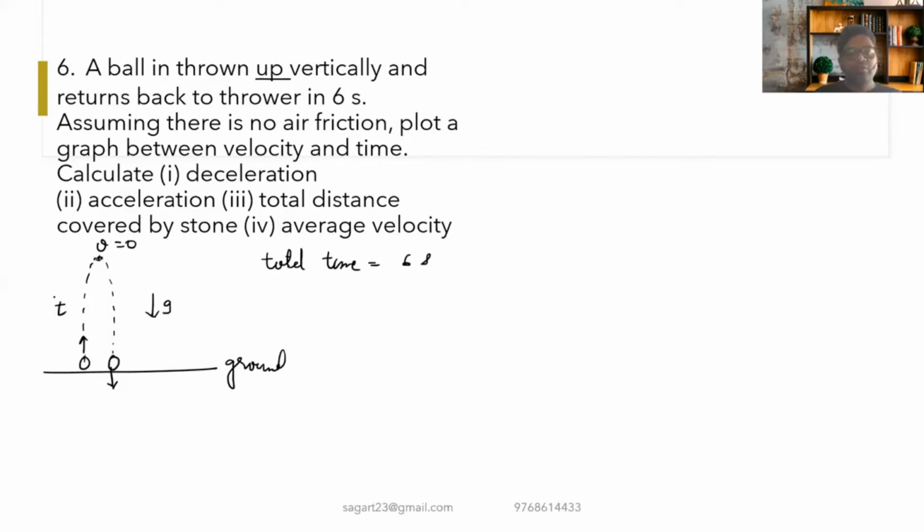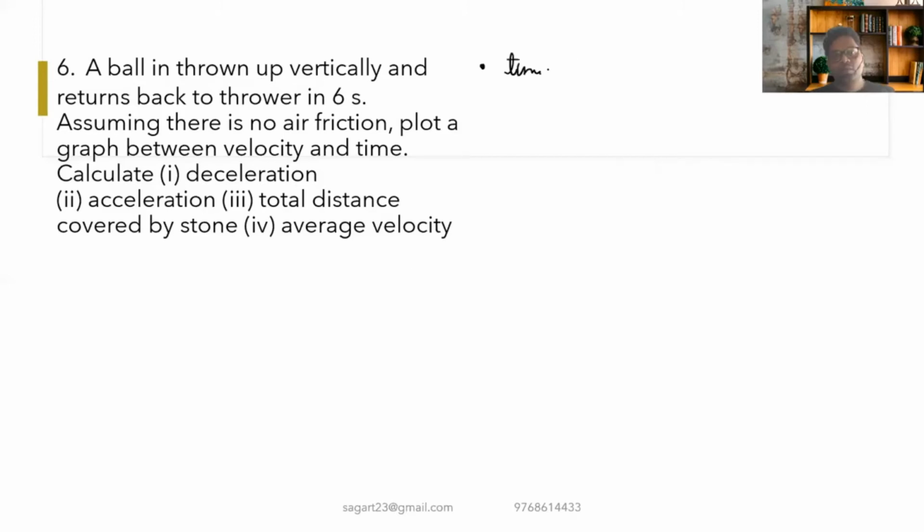That means the time to go up will be equal to 3 seconds and the time taken to come down will be 3 seconds. Okay, so this is always the case. How much time the ball takes to go up, it will take equal time to come down. The time taken to go up is equal to the time taken to come down.